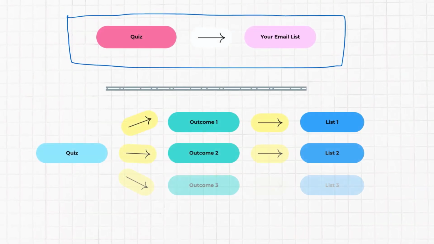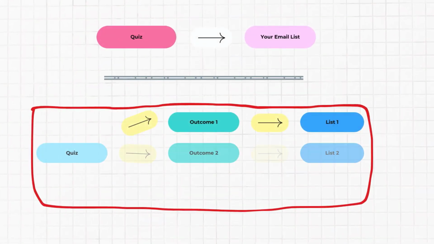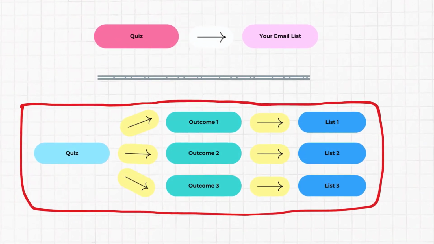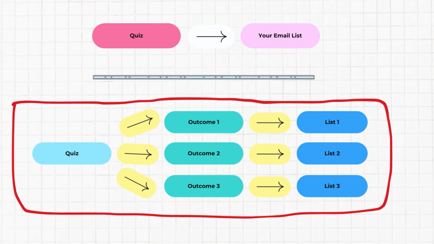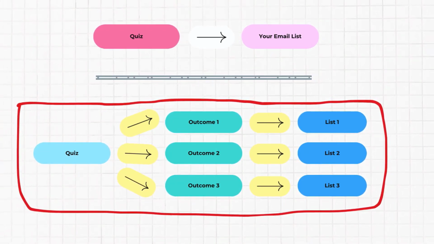I'll show you how you can directly integrate SQB with your email platform and also how you can connect different outcomes in your quiz. So say that your quiz has 3 different outcomes and you want to add users to different lists in your email platform based on the outcome. You can do that. SQB is just one of the few quiz platforms that can do this. You can connect each outcome to a different list in your email platform, but that's optional.